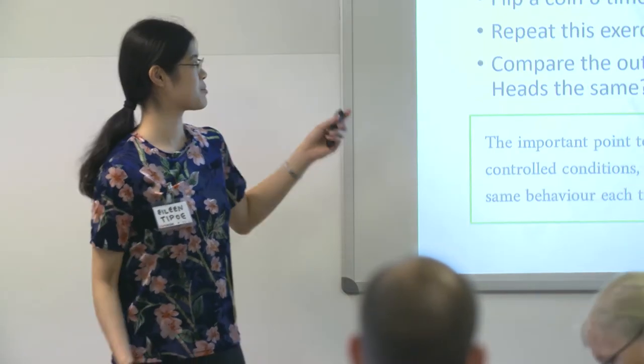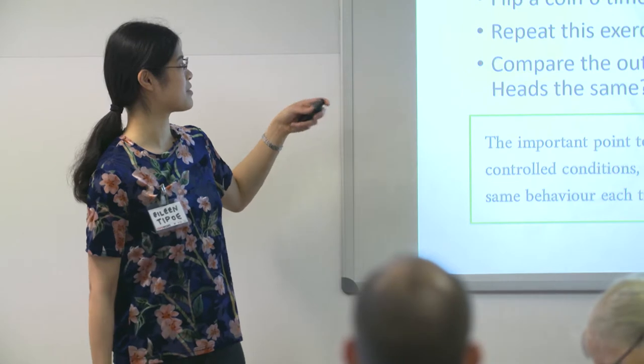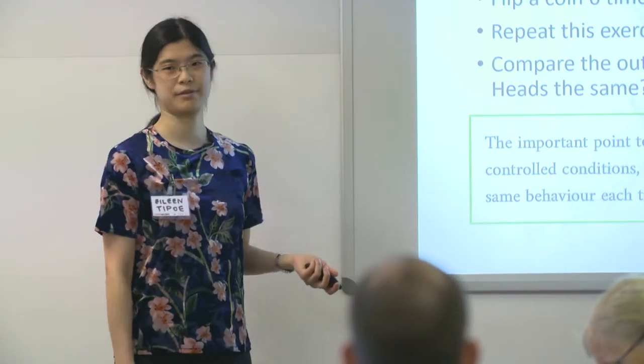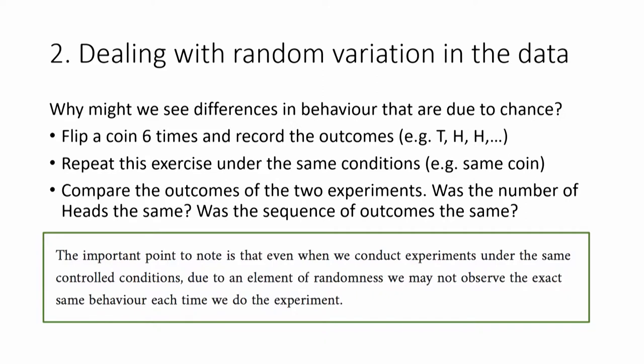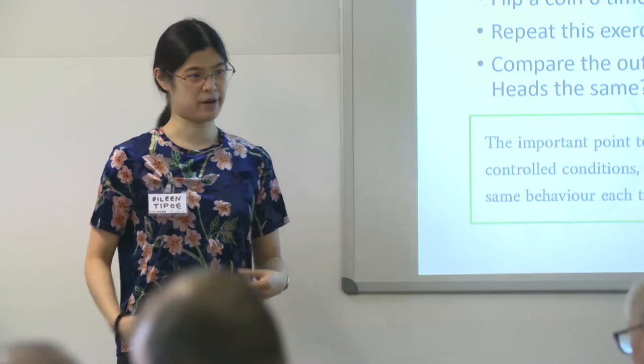All right, so the second thing, which Margaret has briefly touched on, is that students have to learn about dealing with random variation in the data. So the exercise that we walk them through is: why might we see differences in behavior that are due to chance? We get them to flip a coin and record the outcomes and then repeat the exercise under the same conditions, using the same coin. They're probably going to find that they don't get the same sequence of outcomes or the same number of heads. So this is just to get it into their heads that when you conduct experiments, even with the same people under the same conditions, there's a little bit of randomness. So you won't get exactly the same result every time you do the experiment.